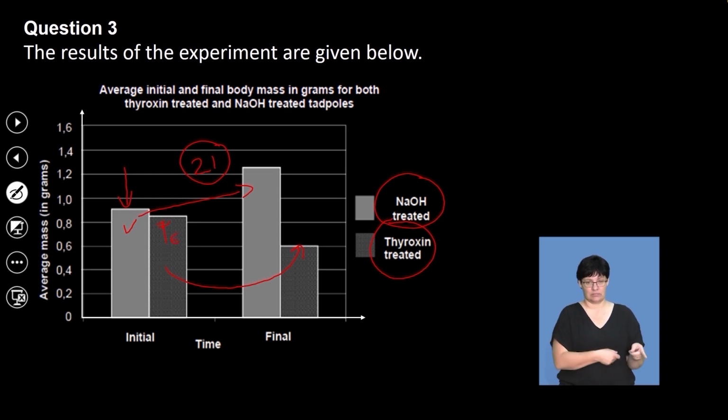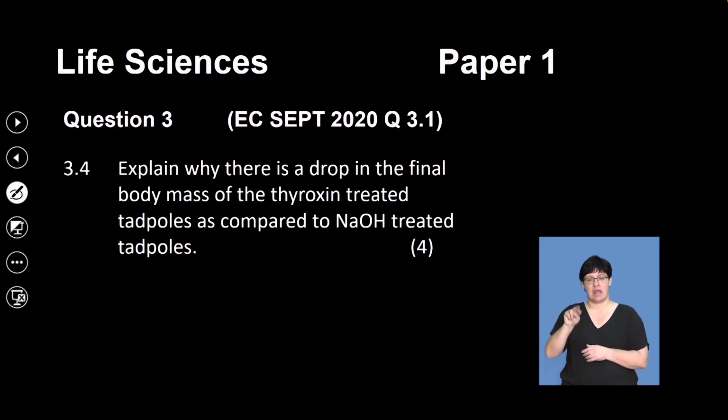So this would be our test group showing us the effect of not having thyroxine, and hence that would be the comparison to the control groups, which are the grayed out areas on this graph, the group that is being treated with sodium hydroxide. And the last question before we get into a little break would be, explain why there is a drop in the final body mass of the thyroxine treated tadpoles as compared to the sodium or NaOH treated tadpoles.